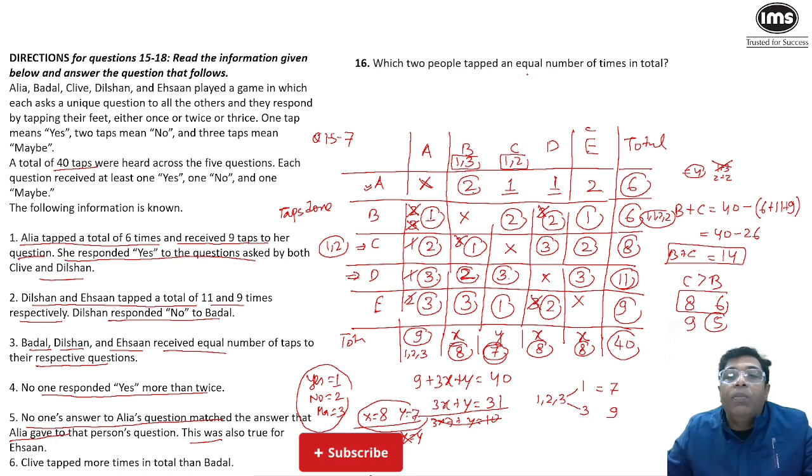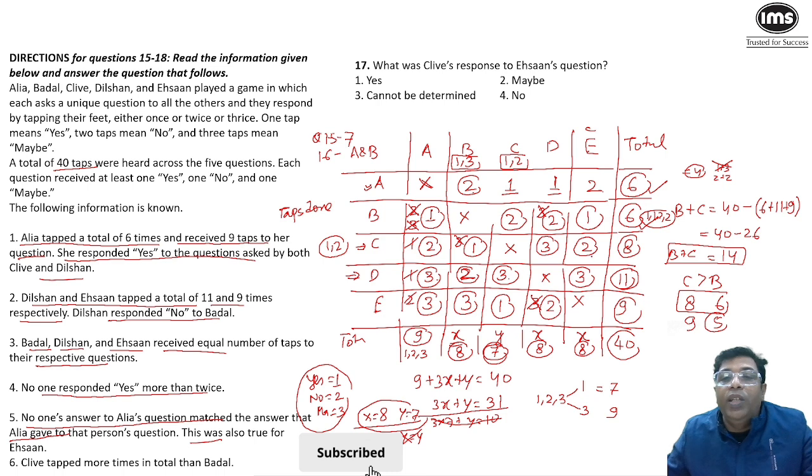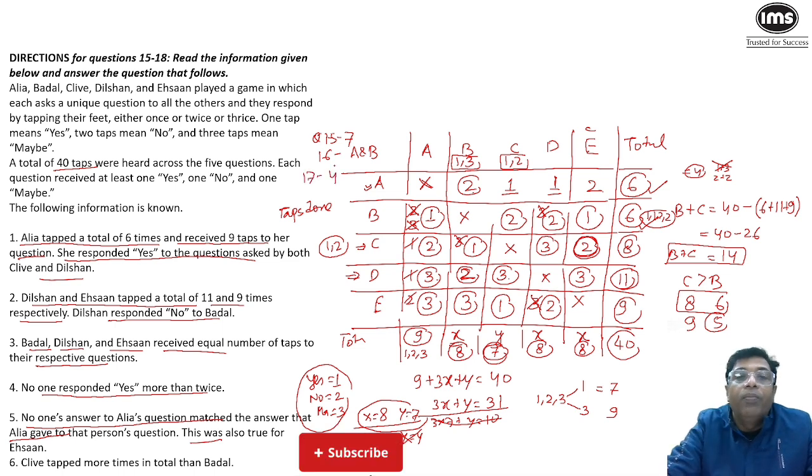Which two people tapped an equal number of times in total? A is tapping 6 times, B is tapping 6 times, and the rest of them are tapping different numbers of times. So for this question, A and B has to be the answer. What was C's response to E's question? C's response to E's question was he tapped twice, which means no. So option number 4 is the correct answer for this one.